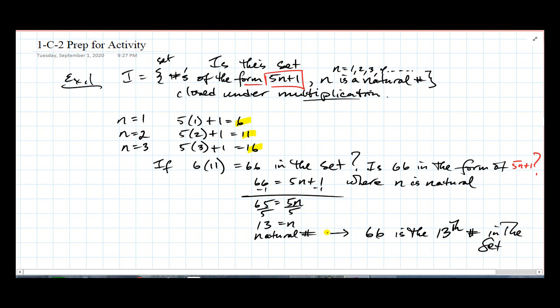So I just multiplied any two numbers in the set, the first two actually, 6 and 11. I got 66, and I showed that 66 is in the set by showing that n is natural. All right, it's the 13th number in the set. Now, if you guys do not believe me, then let's show it. Okay, so here we go. Let's prove it. Well, actually, let's show it first.